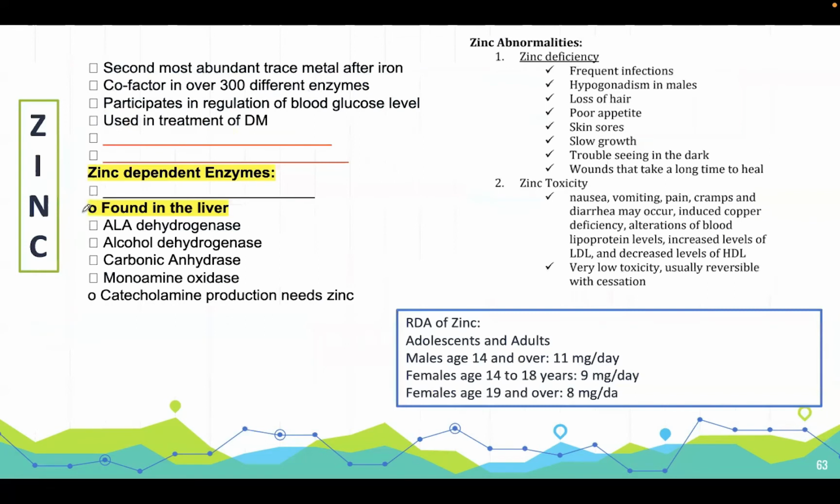Next, we have your zinc. Zinc is the second most abundant trace metal after iron. It is a cofactor in over 300 different enzymes. What else?